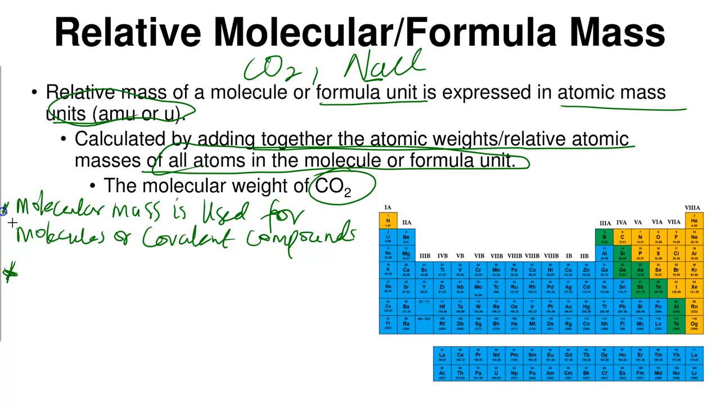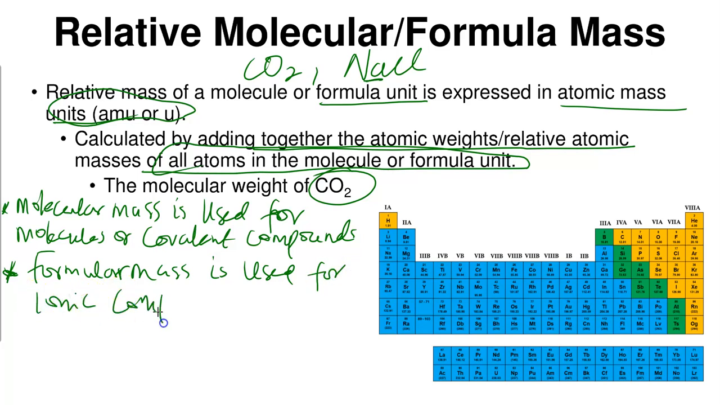Whereas the formula mass is used for ionic compounds. What do we mean by this? Ionic compounds are compounds that have at least a metal inside them. Example, sodium chloride, one that has a metal. Yes, used for ionic compounds.